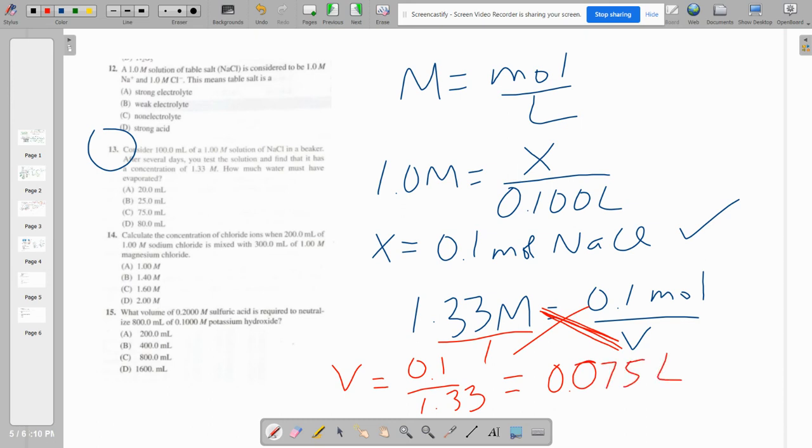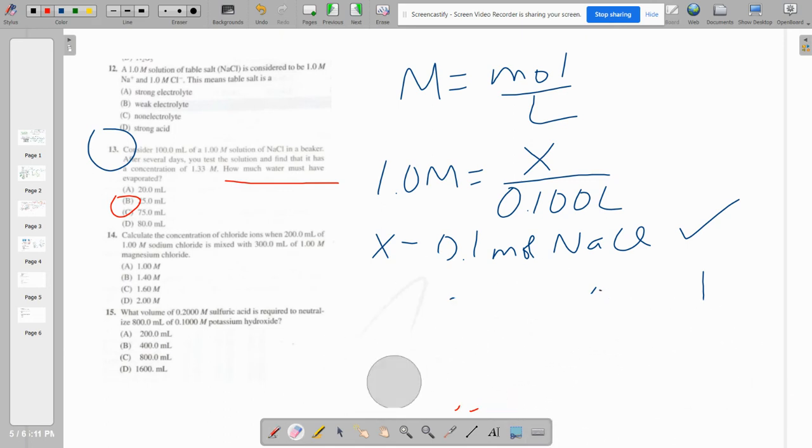Be careful, because that might have prompted you to pick C as your answer. But you have to read the question carefully, because that would just be your new volume after some water had evaporated. And the question said how much water must have evaporated. So you take the 100 mL that you started with and subtract the 75 mL that you just calculated. And that, my friends, is how you got 25 as your answer. That's a pretty tricky one, right? Just manipulating that molarity formula.